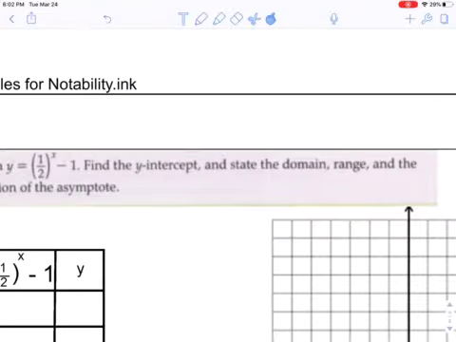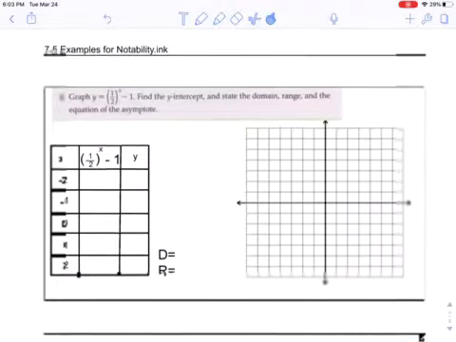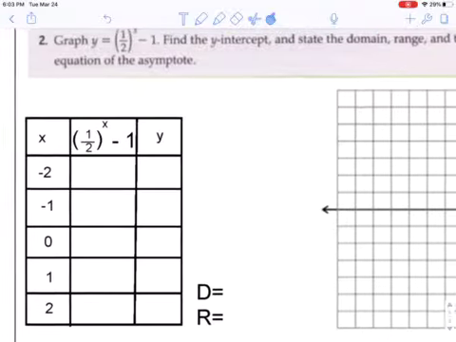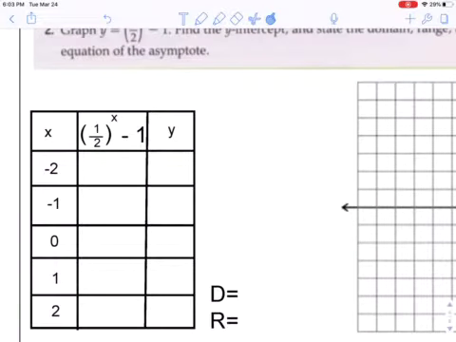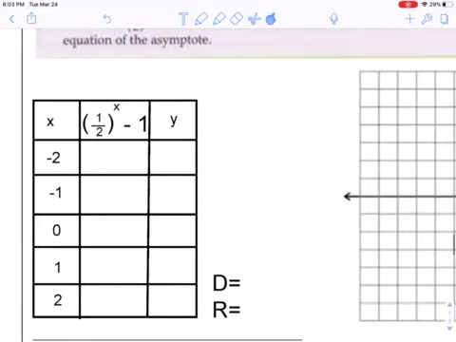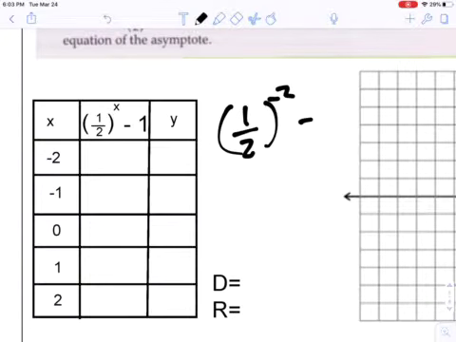So let's take that and let's look at an actual example of this. All right, so in this problem here, it says graph 1/2 to the x minus 1. So this is going to be a little different in a couple different ways. So we've got our numbers there. Let's put them in. Let's see what happens. So you start with 1/2 to the negative 2 power minus 1. So 1/2 to the negative 2.